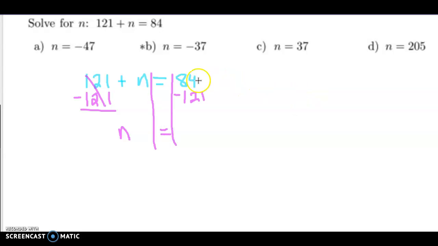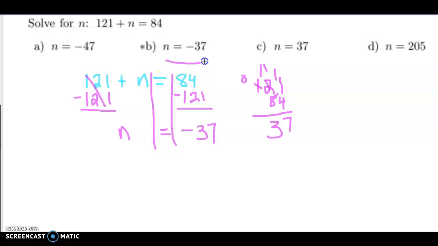Now, here's the thing. The signs are different. I have more negatives than positives, so my answer must be negative. I want to know how many more negatives I have than positives, so I'm going to subtract those two numbers to find out. 2 becomes a 1, this becomes 11, 7, 1 becomes a 0, this becomes 11, 11 minus 8 is 3. So my answer is negative 37, and here it is.